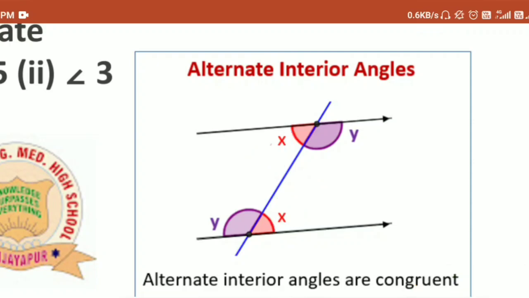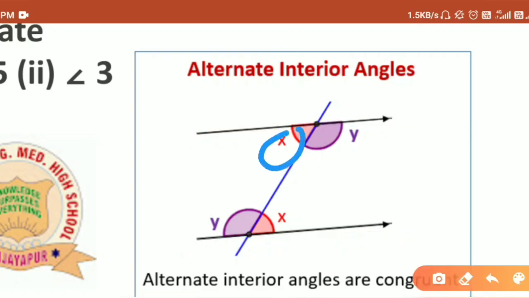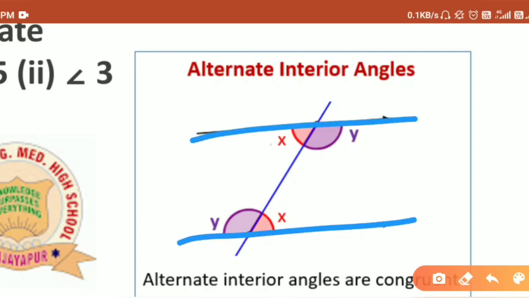Which are the parallel lines here? These two lines are parallel lines, and inside them are these two angles. Similarly, these two angles, angle y and angle y, are also alternate interior angles. These alternate interior angles are equal only when the two lines are parallel. Remember this: when parallel lines are involved, alternate interior angles are always equal.